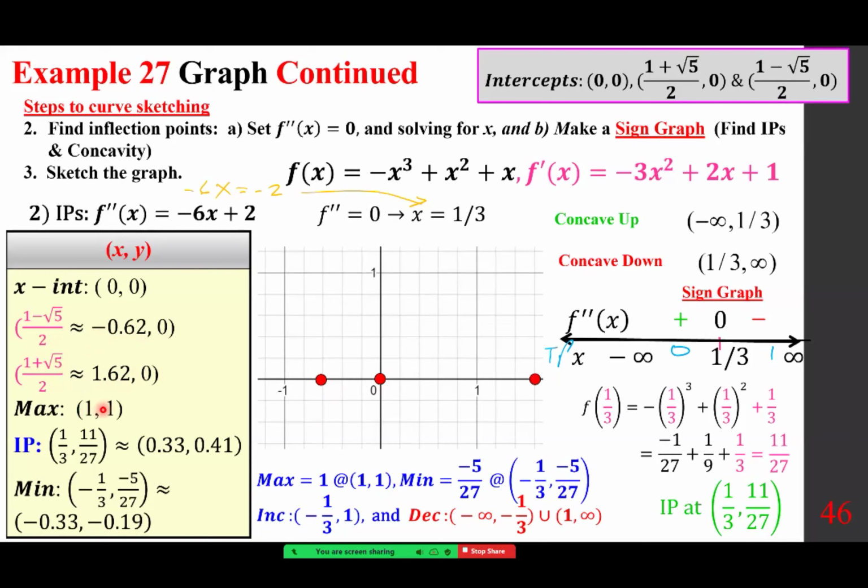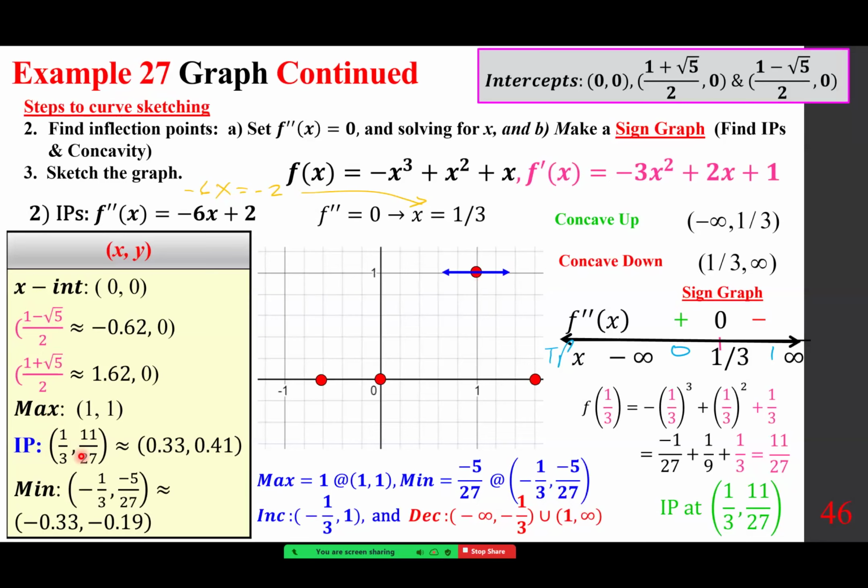Maximum takes place at (1, 1). Here's 1, here's 1. Put them together. And because we said it's a max and it exists, and therefore it's a horizontal tangent line at that point, we put a double-sided arrow, meaning the graph can't cross that.